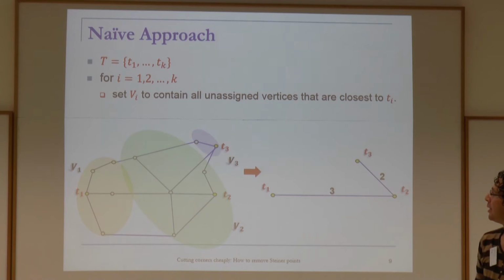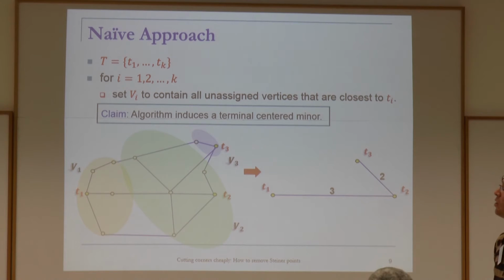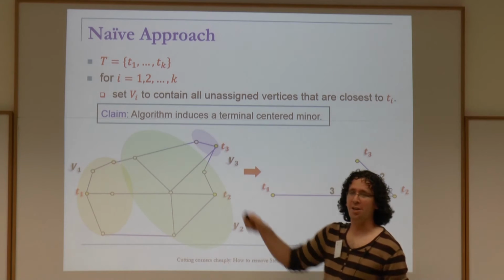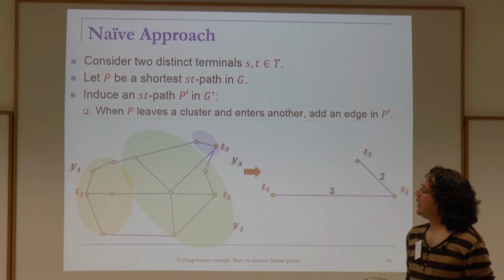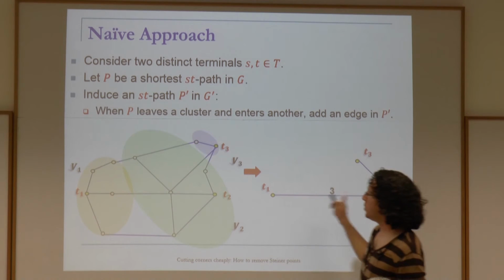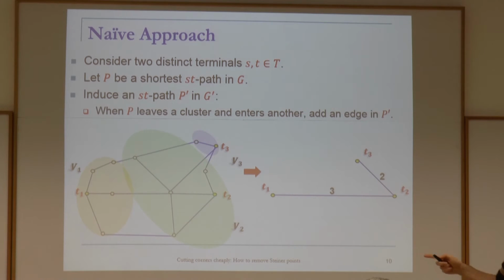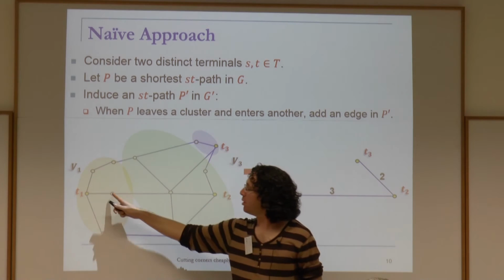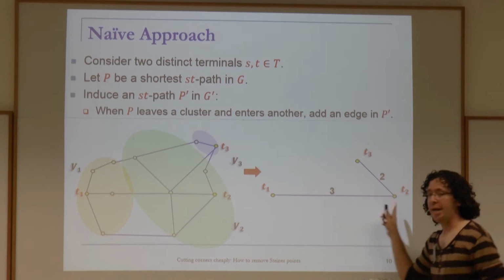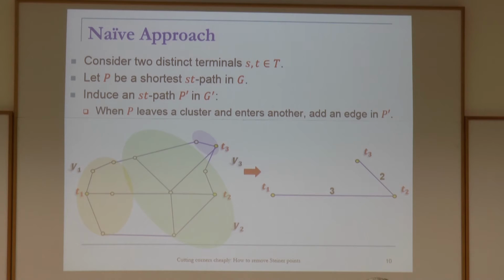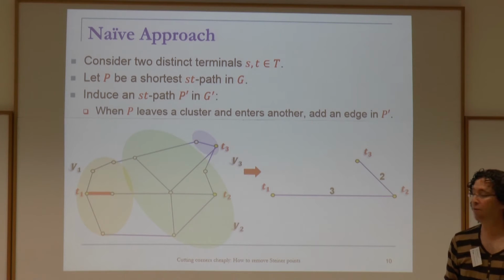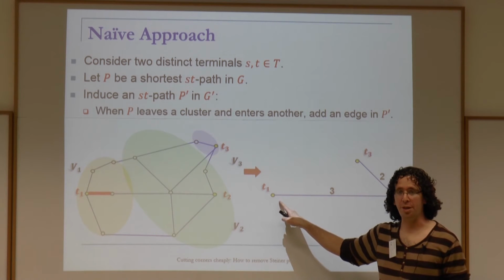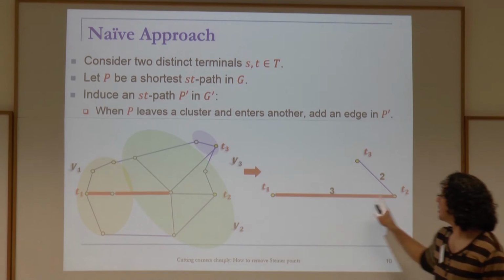Okay, so now we get a terminal-centered minor only on the terminals. And again, now that I've mentioned the tie-breaking thing, it's almost trivial that the algorithm induces a minor. And I claim that each path in the original graph induces a path. There's a natural path that it induces here. Whenever our path goes from one cluster to another, there will be an edge here between the respective terminals. So for example, if we take a path from T1 to T3, this edge remained in the same cluster of T1, so for all our concern, we stayed here. Now we move to the next cluster, and now we move again.